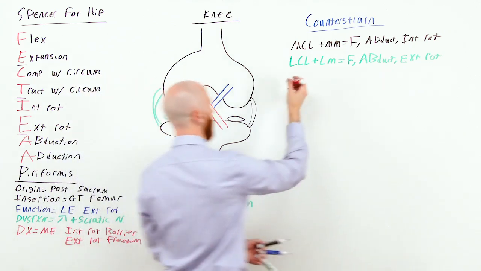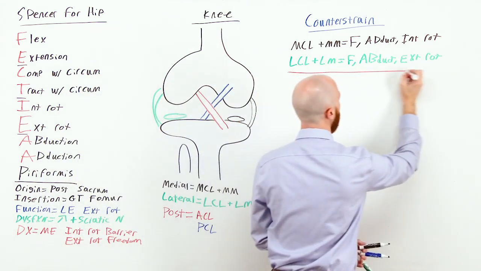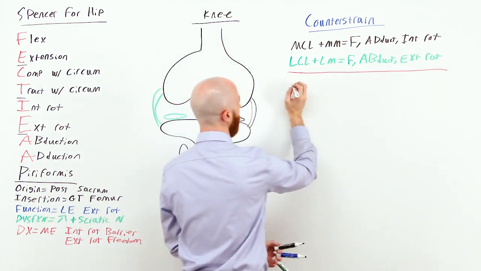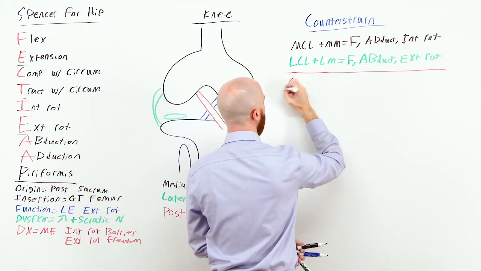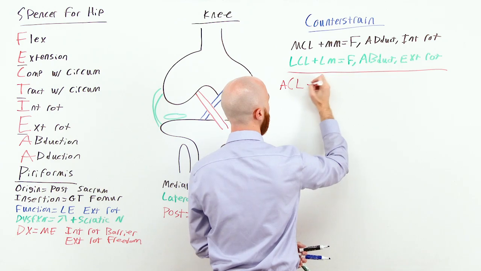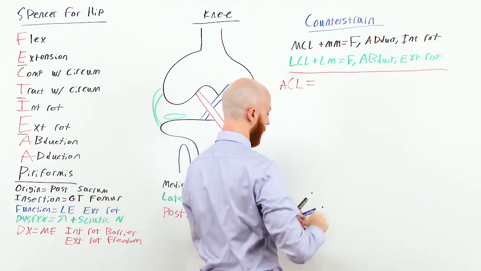So now we're going to compare those to the posterior tender points. On the posterior side, you'll have the ACL and the PCL.